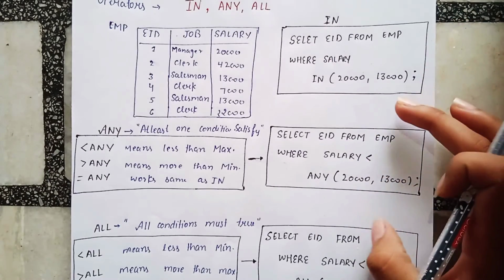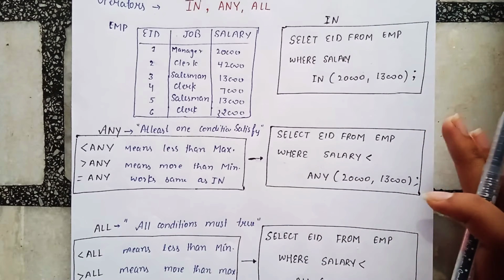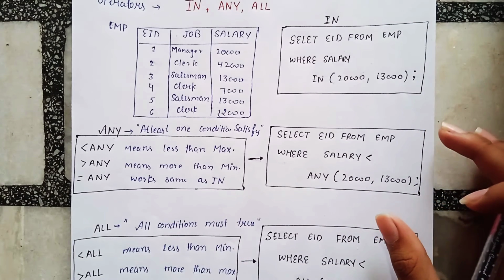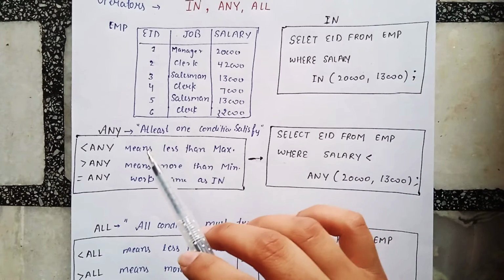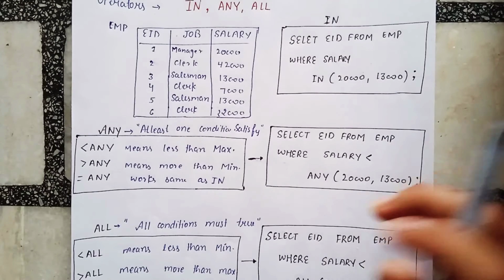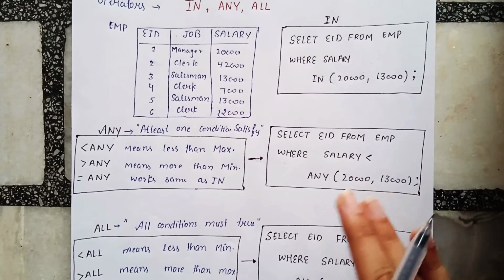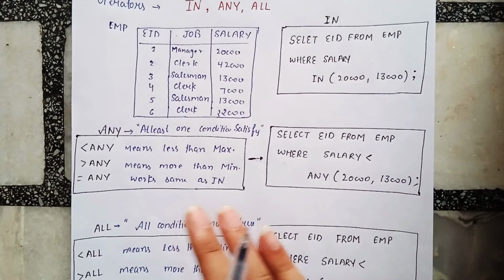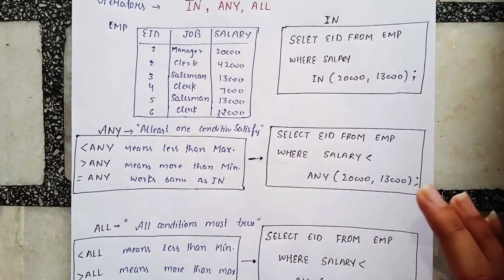Now let us understand the second type of operator, the ANY operator. What does it say? We know the meaning of any: either of these values. So it says that at least one condition is satisfied. Whatever values are given here, if any of these conditions is true, this record will be true. The record must satisfy any of these conditions.